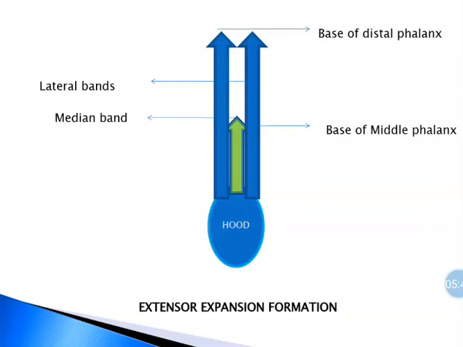And the picture shows extensor expansion formation. You can see in the picture that a hood is formed over the metacarpophalangeal joint. Then it divides into three bands, two lateral bands which extend up to the base of distal phalanx and which will receive the other tendons, that is lumbricals, interossei, and also indicis. And you can see in the middle there is one median band, and that will be ending at the base of middle phalanx.